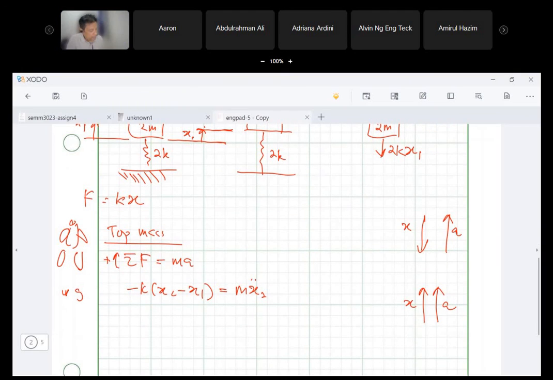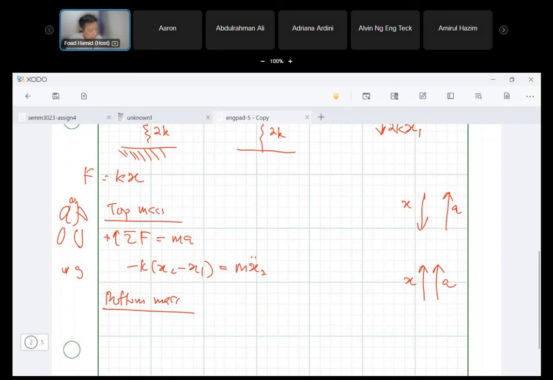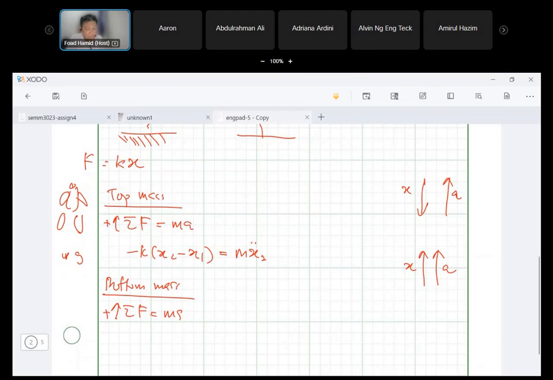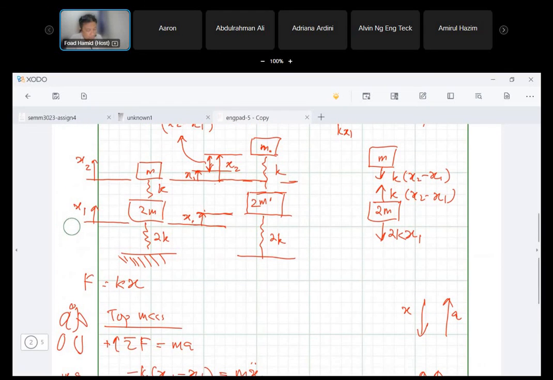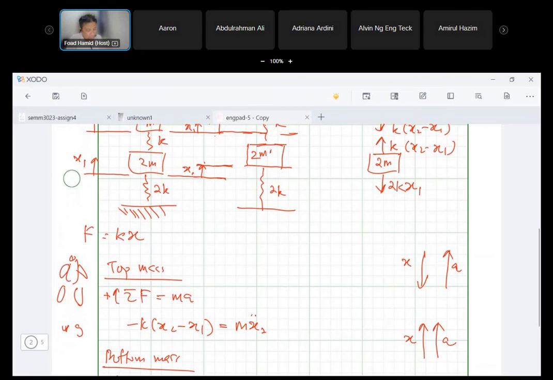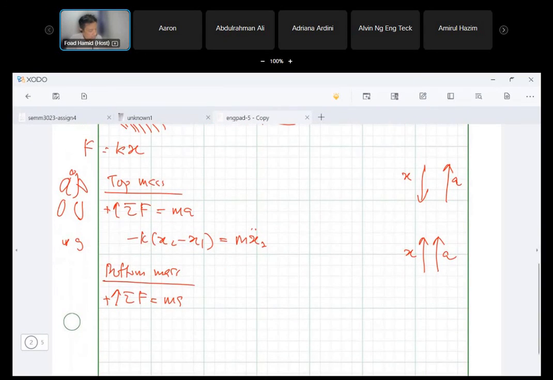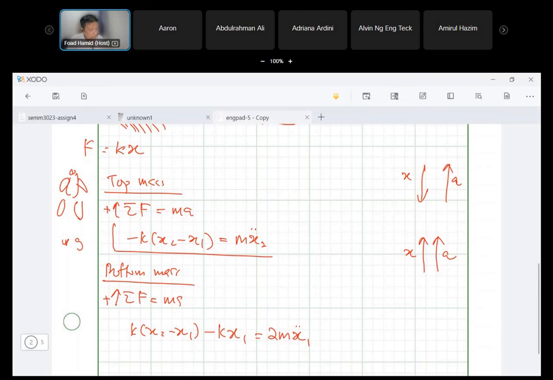And the bottom mass, again the same thing here: the summation of forces, upward is positive, equals ma. And this is the free body diagram. So positive k(x2 minus x1) minus 2k x1 equals 2m x double dot 1. Okay, so these are the two equations.